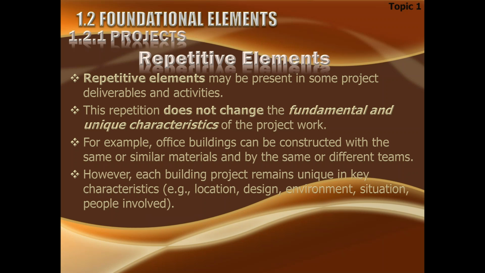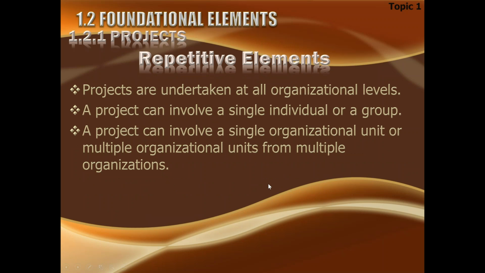So there are elements of repetitiveness, like the example given by Asim, and we also have progress reporting going on, and a lot of other things. Administrative actions are going on within the project. So there are elements of repetition within a project. For example, an office building can be constructed with the same and similar material and by the same or different people. So this is a kind of repetition, but ultimately the big goal is the construction of that building, which is unique. So this is the presence of the repetitive element.